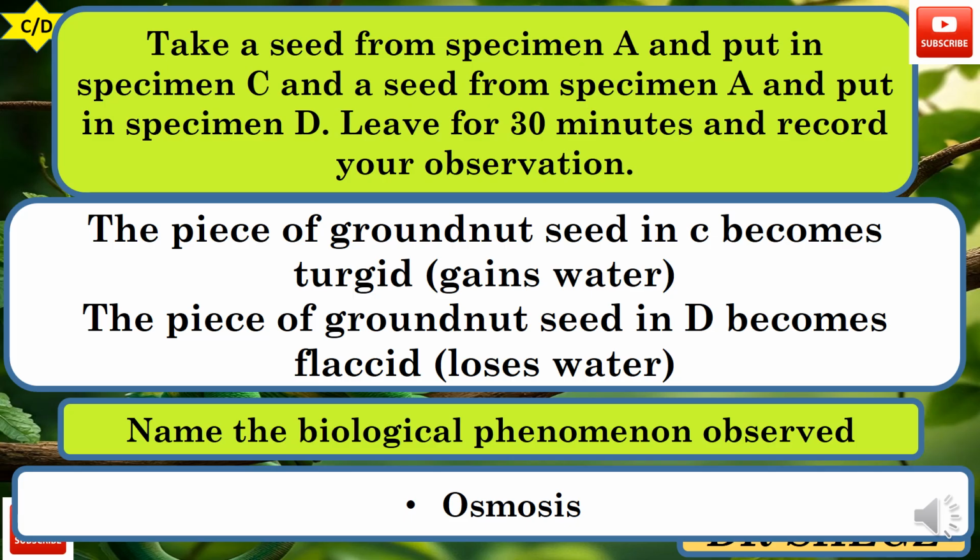Now you notice that the groundnut seed inside water becomes turgid because it gains more water. Water goes inside the seed, while the groundnut seed in D becomes flaccid. That means it loses water because it's a salt solution. So the groundnut seed becomes flaccid since it loses water to its surrounding. Now, the biological phenomenon observed here is called osmosis.